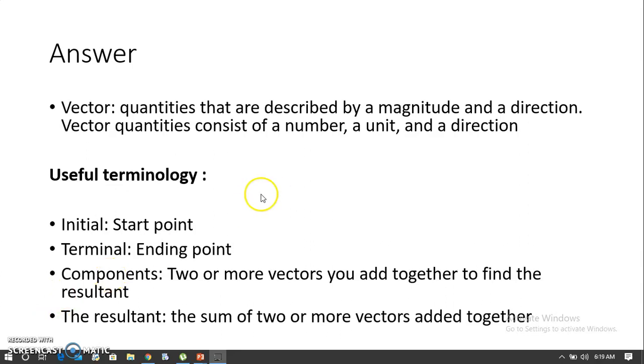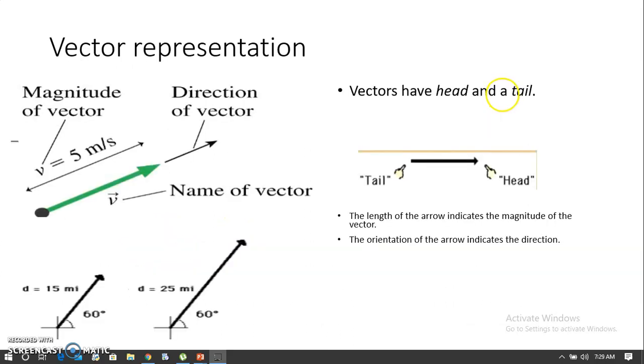Yeah? Good. So here we have some useful words from our last video, and I have them here so you guys can view them as you might need them later in this video. So let's move on to showing vectors as diagrams.